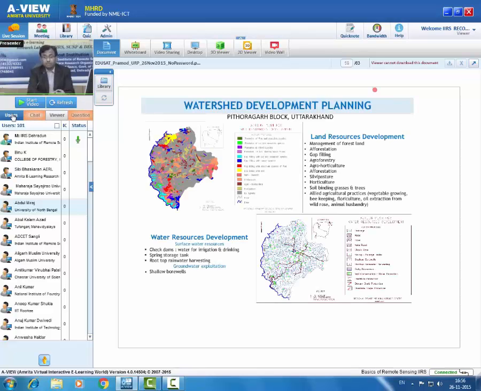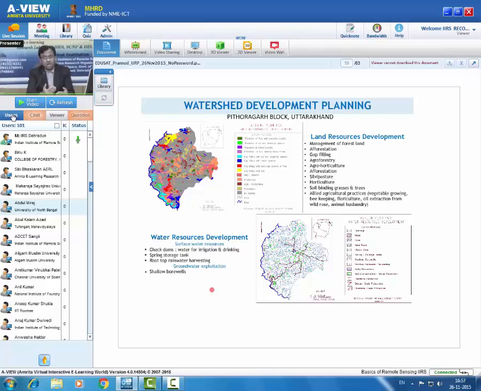Similarly, for the water resources also, to optimally utilize the water resources, whether it is subsurface water or groundwater, they have been worked out. Now for example, in the surface water resources, check dams, spring storage tanks, rooftop rainwater harvesting, and so forth, they have been worked out.